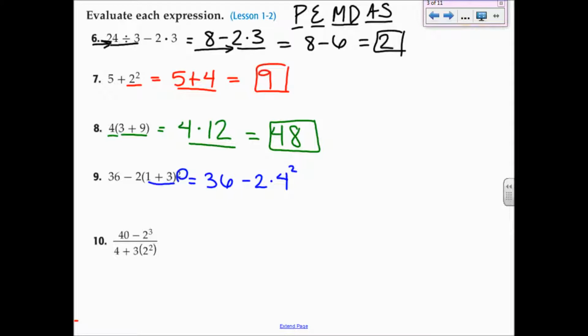Now that I'm done with parentheses, I move on to exponents. And I have an exponent. I have 4 squared, which is 16. Everything else stays the same because I haven't done anything with it. And then I move on to multiplication and division. And the first instance of that I run into left to right is 2 times 16, which is 32. And I don't have any more multiplication or division, so I move on to addition and subtraction. So 36 minus 32 is 4.